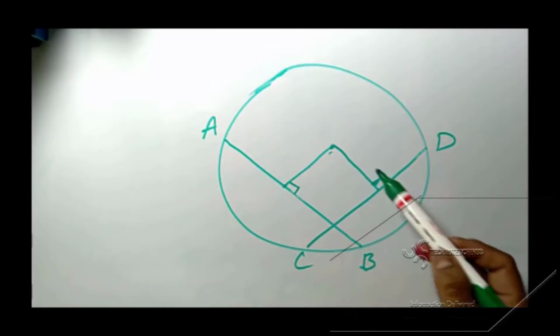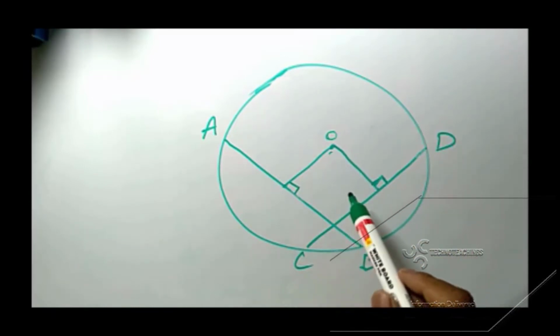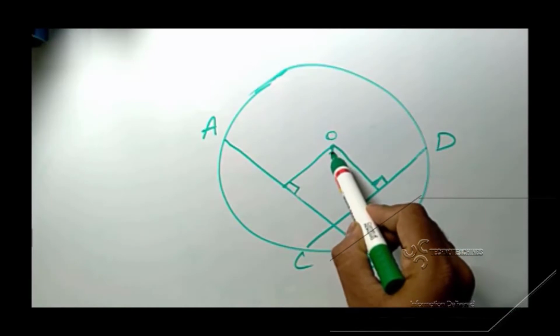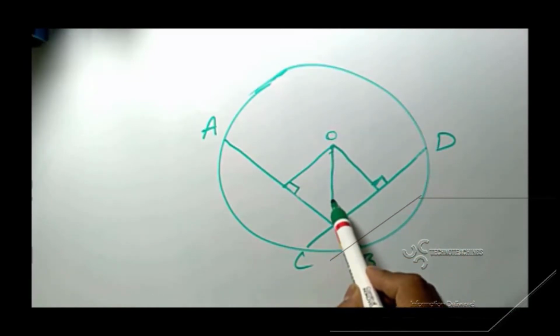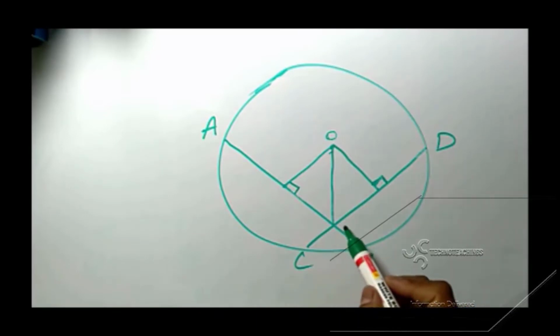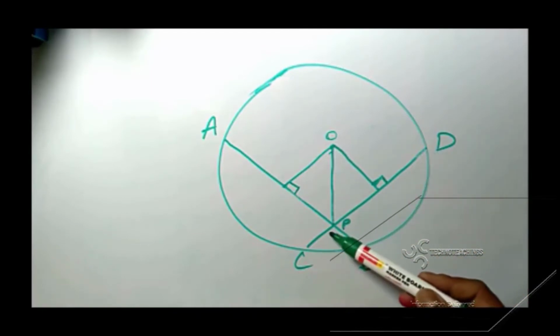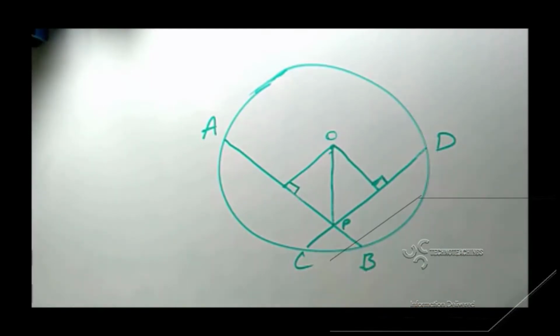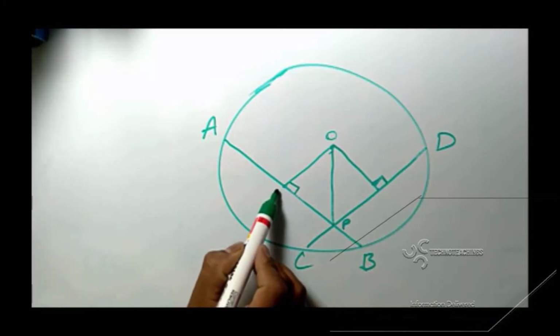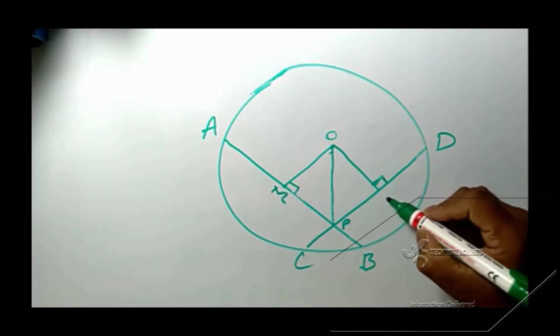Now at this point I will join the line extending from O to the point where these chords meet. I name this point as P. OP is a line joining the center O to the intersection point of the line segments. So as you know, I got a triangle. I'll name this foot of the perpendicular as M, and this other perpendicular foot as N.